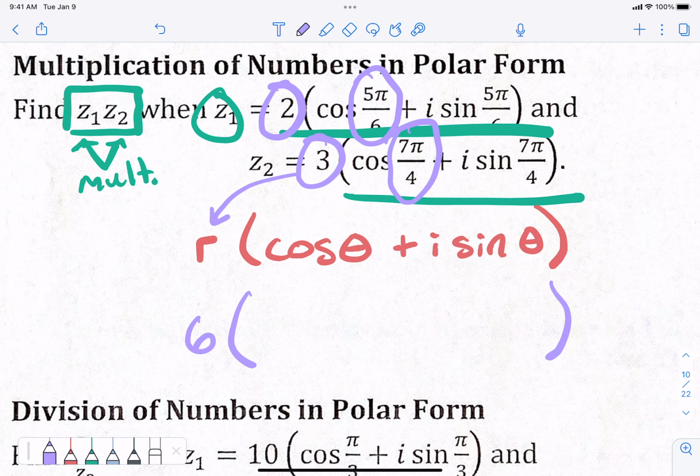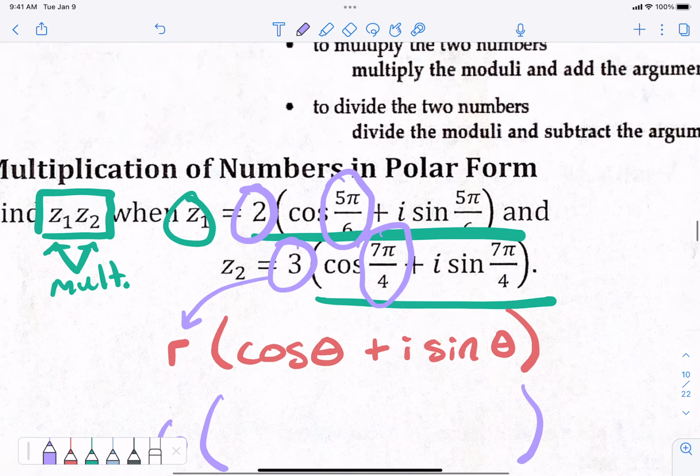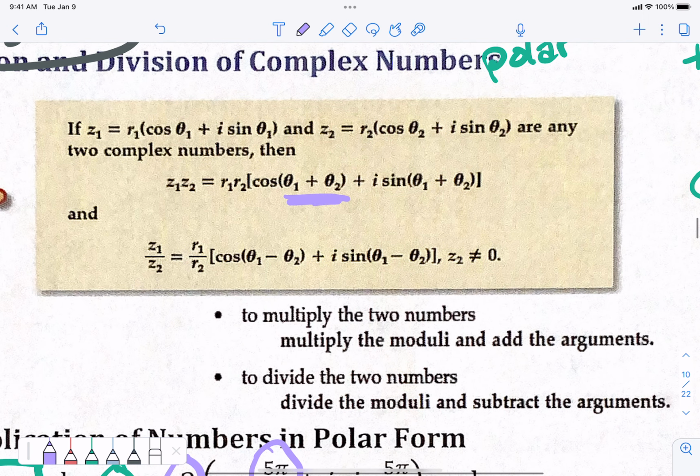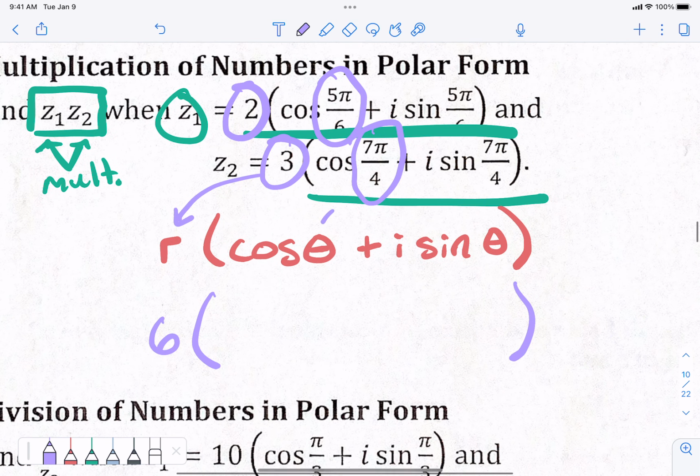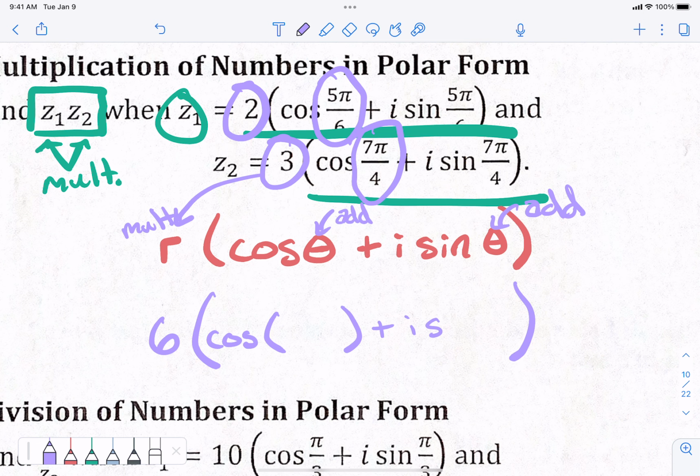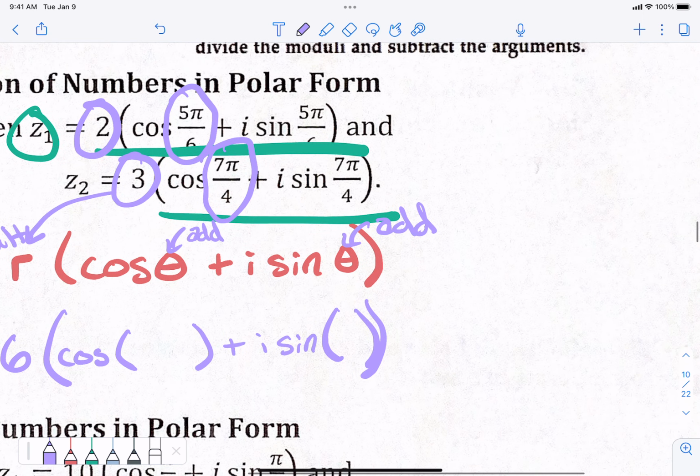But the problem is, we don't multiply the angles. We add. The formula up here says that when you're multiplying, you multiply the r's together, the front numbers, but you add these. To figure out what this theta is, you add these guys. This one you multiply to get your r in front. That's just the way that polar form works. So to figure out what our theta is, we have to add them.